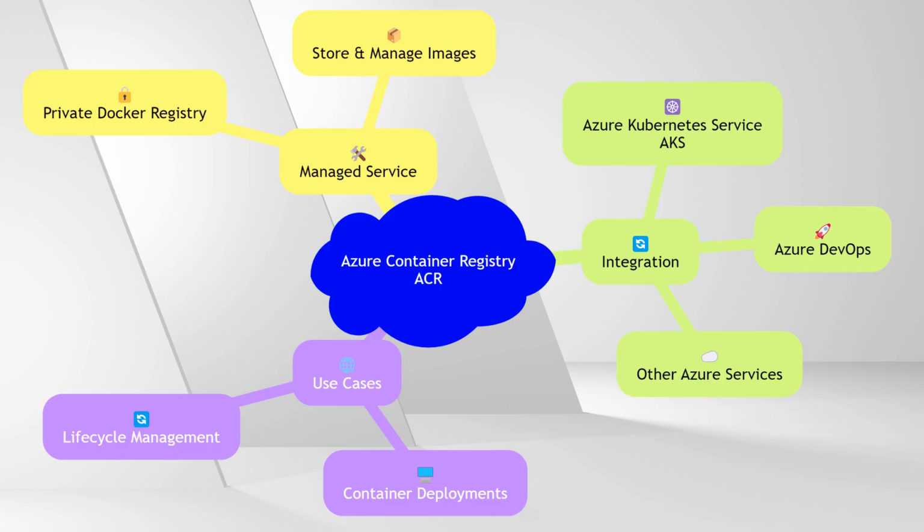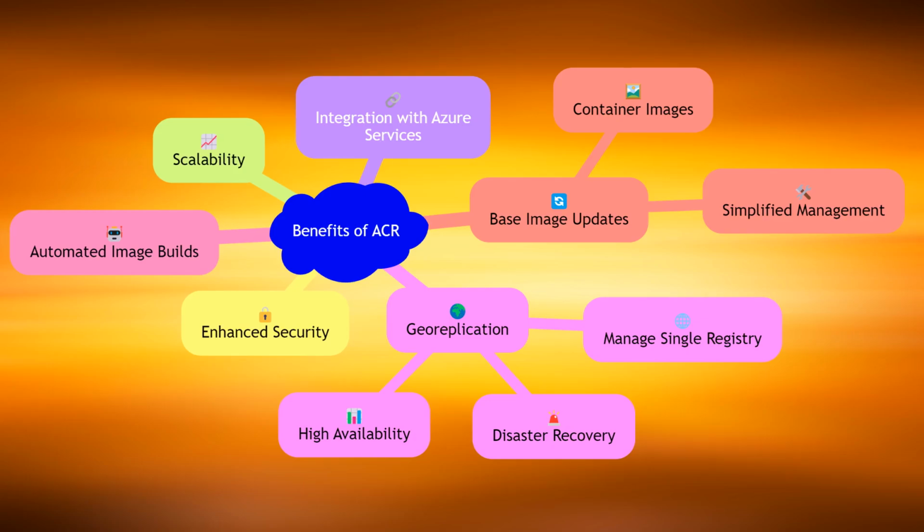Azure Container Registry, ACR, is a managed private Docker registry service in Azure. It allows you to store and manage container images and artifacts in a private registry for all types of container deployments. ACR integrates seamlessly with Azure Kubernetes Service, AKS, Azure DevOps, and other Azure services, providing a comprehensive solution for container lifecycle management. Using ACR provides several benefits, including enhanced security, scalability, and integration with Azure services.